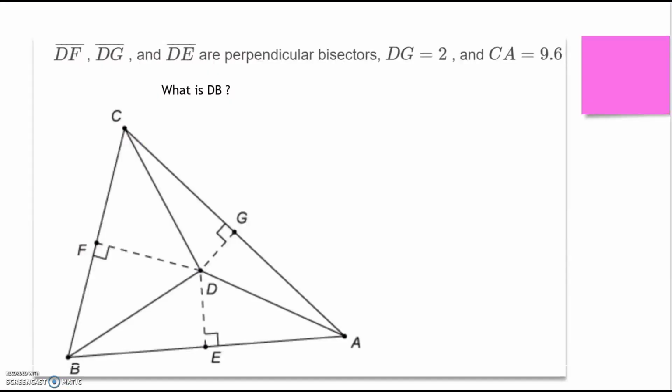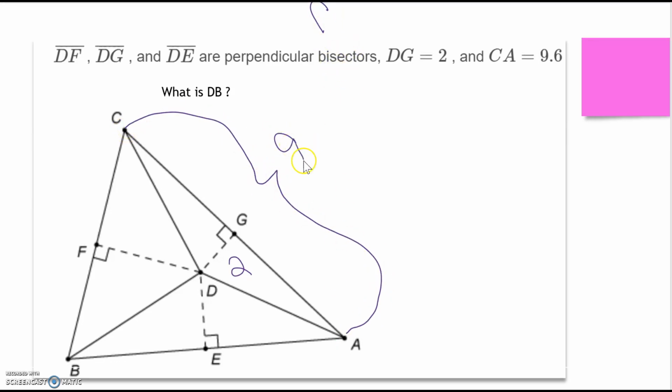Here we have perpendicular bisectors, and we know that DG is 2, and CA, which is this whole thing, is 9.6. So we know that this divides it in two equal parts. So we divide 9.6 by 2, and we know that these congruent segments are 4.8 each.